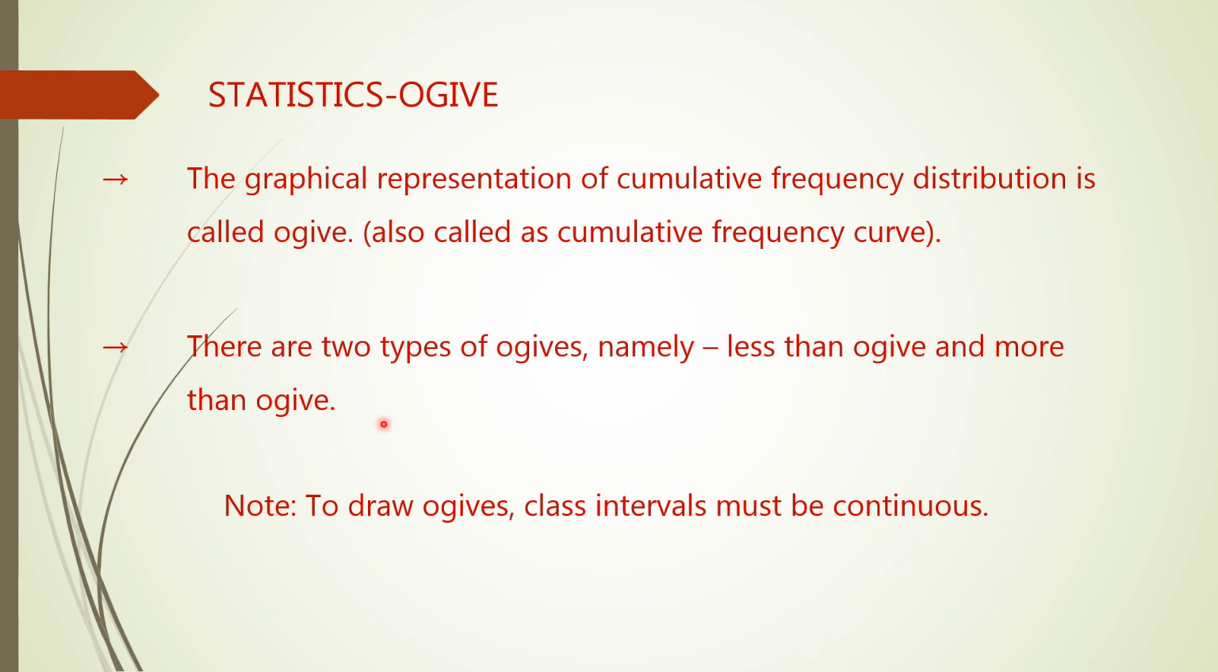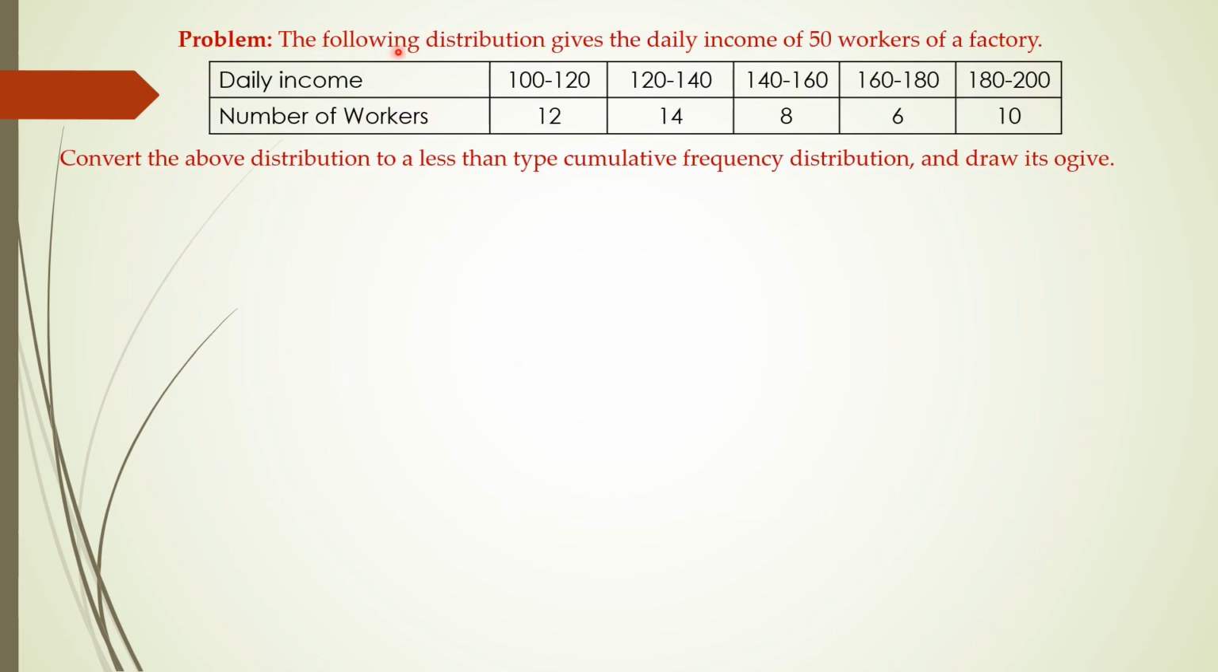Let us understand this by taking a problem. The following distribution gives the daily income of 50 workers of a factory, and this is the distribution given to us. Convert the above distribution to a less than type cumulative frequency distribution and draw its ogive. That means we have to construct less than type cumulative frequency distribution and represent this on a graph, which is called ogive.